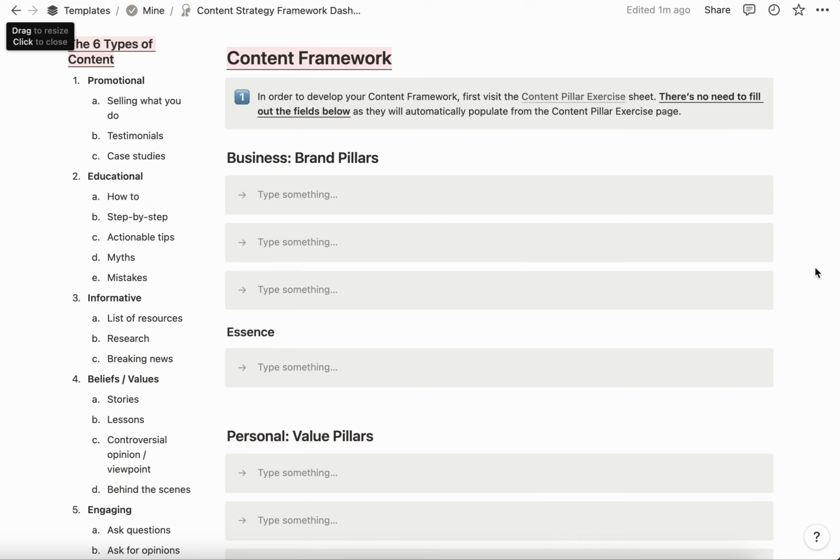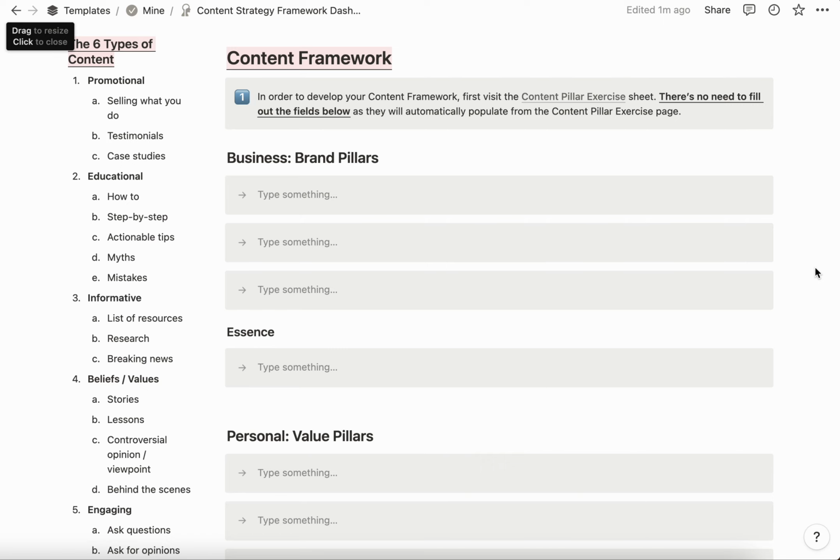We are at the Content Strategy Framework dashboard. So before we get started, basically what we're looking to do is create a framework for all of the content that we're sharing online. And it can be very easy to create content. It's very difficult to create content that converts because it is so well related to what we do in business and who we are as people, that it attracts the right people to us, and it encourages them to take action with us. So that's difficult to do, and that's why we have the framework.